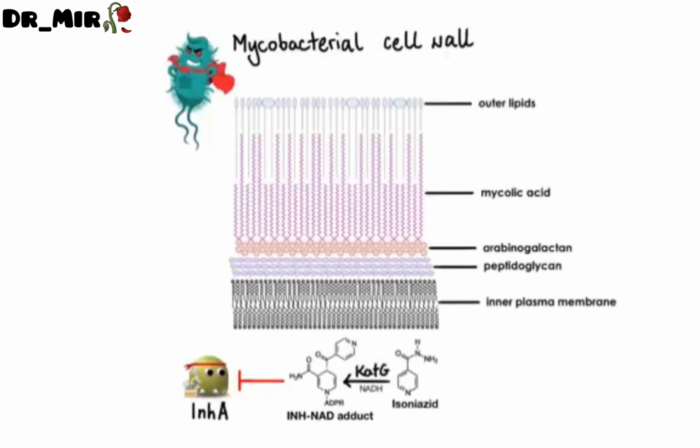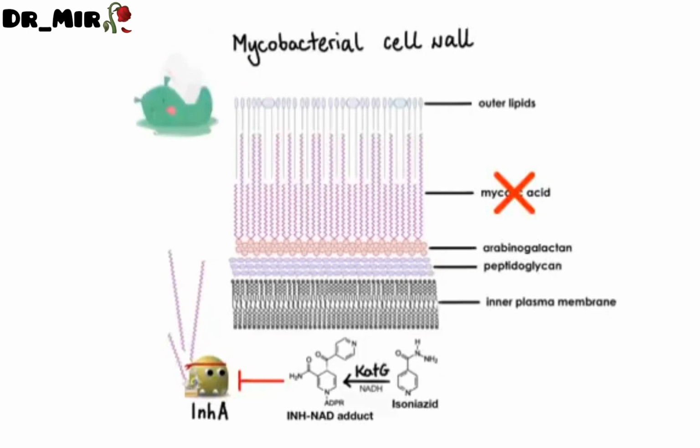Now, InhA is a member of the type 2 fatty acid system, which elongates long-chain fatty acids for the synthesis of mycolic acid. Inhibition of mycolic acid synthesis in turn leads to a loss of cell wall structural integrity and physiologic function that ultimately results in bacterial cell death.